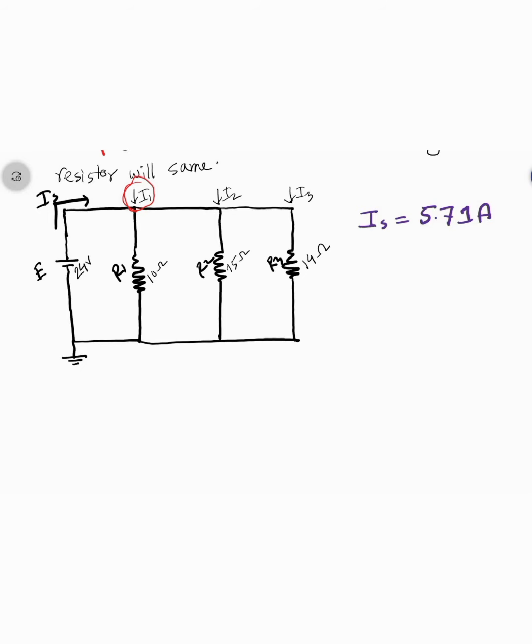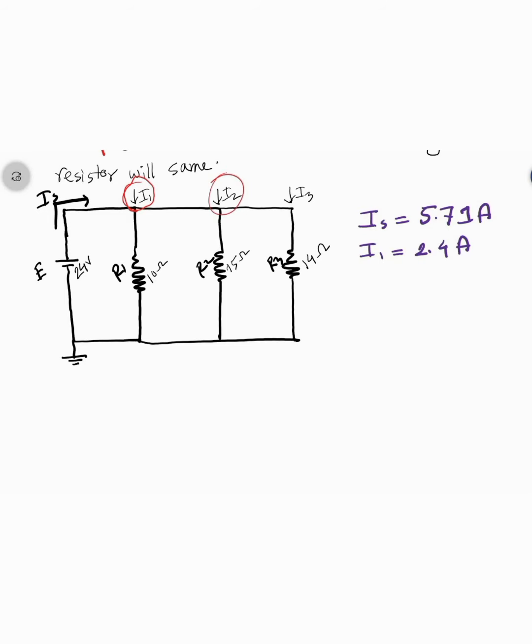Now, what is the value of I1? From Ohm's law, we know I1 equals V1 over R1. We can also write E over R1. The value of the voltage source is 24 volt and the value of R1 is 10 ohm. So the value of I1 is 2.4 ampere.